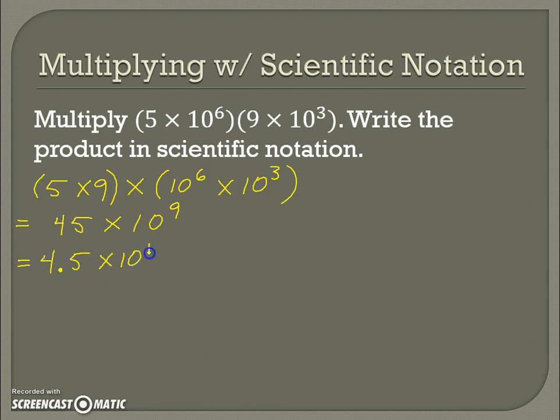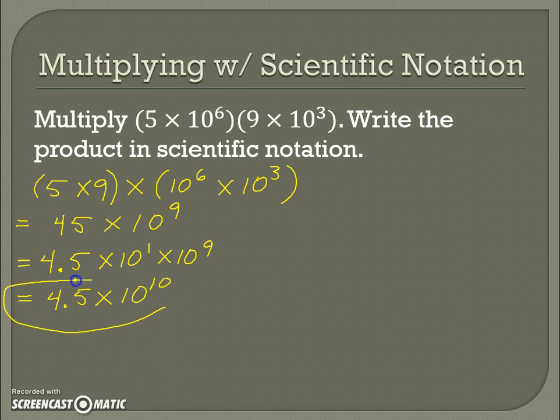times 10 to the first, right? I just moved the decimal over 1, so it's 10 to the first, times 10 to the 9th. And then I combine these because they have the same base. So I have 4.5 times 10 to the 1 plus 9, which is 10 to the 10th.